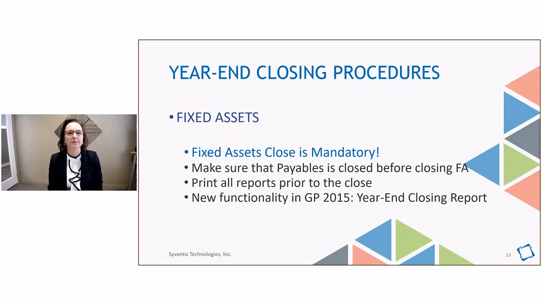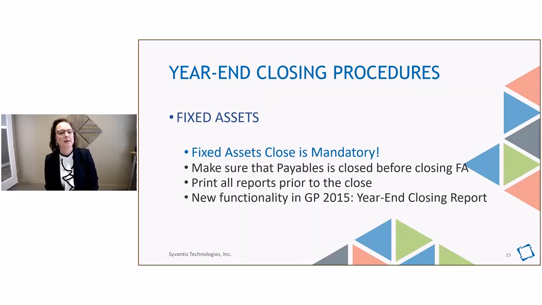The next module is fixed assets close. This close is mandatory. It's very important that you complete the close on this before you enter transactions into the next year, because your depreciation won't be right if you haven't closed properly. And then the other thing that's important to know is that payables should be closed before closing fixed assets. Why? Because a lot of times AP transactions actually feed into fixed assets because you purchased an asset and you have to transfer it into fixed assets. So if you don't do AP first, you're going to miss it, and then fixed assets won't be right.